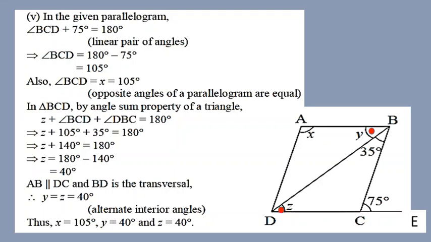Then X is same as DCB, they are opposite angles of the parallelogram. So DCB we calculated, no? BCD or DCB 105 using the linear pair property. So angle DAB or X, that is also 105. If you see the picture and listen to what I am saying, you will understand. DAB and DCB are equal. Therefore, angle X is equal to 105.